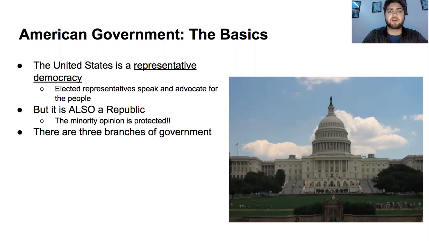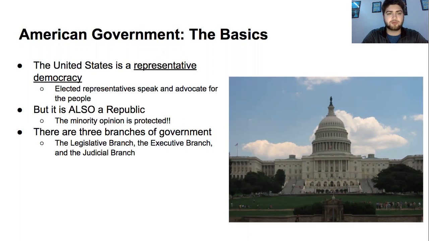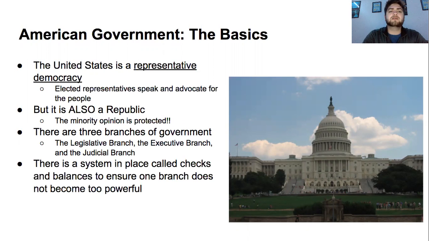Now, there are three branches of government. This includes the legislative branch, the executive branch, and the judicial branch. And there's a system in place called checks and balances. This is designed to ensure one branch does not become too powerful. The founders of America, when they wrote our Constitution, had just come off of the American Revolution, and they were very fearful of tyrannical rule and kings. Therefore, they made these three branches with these checks and balances to ensure that America never has a king like what they experienced under England.